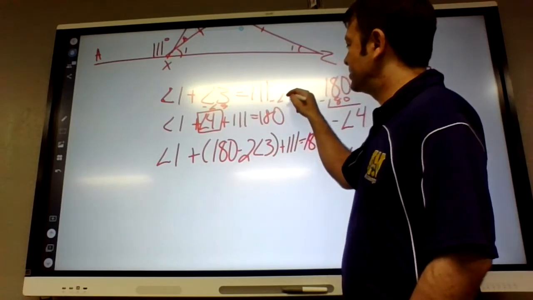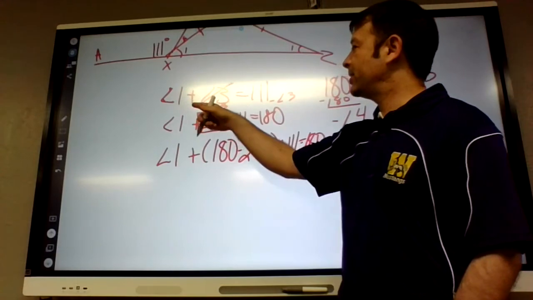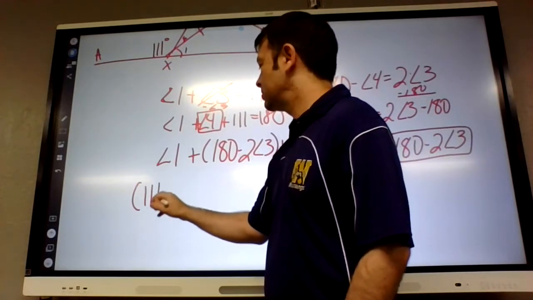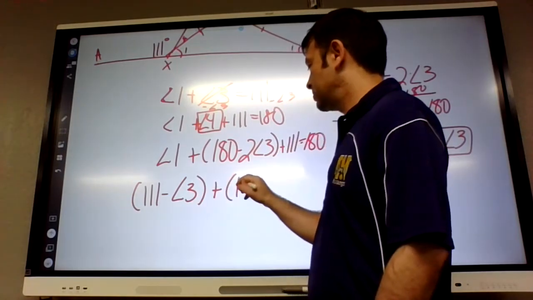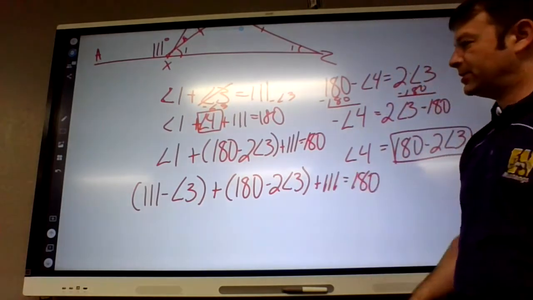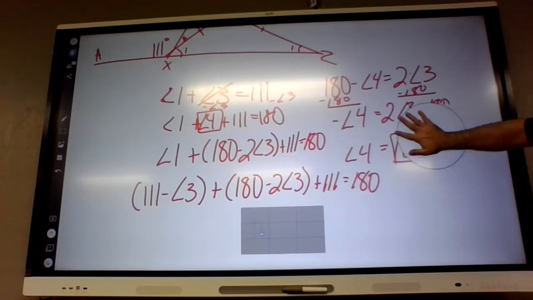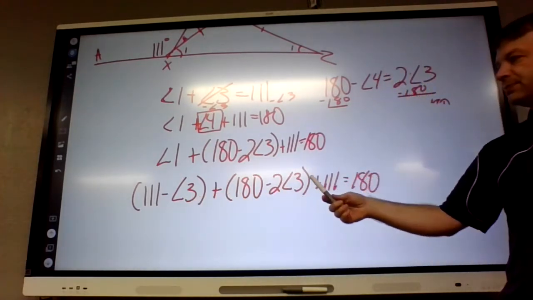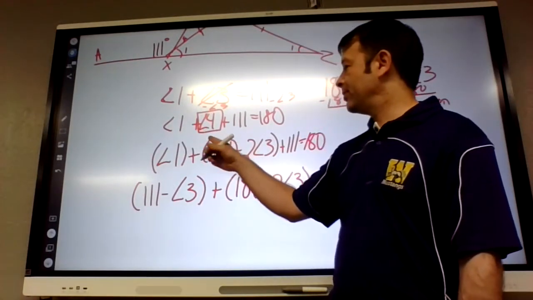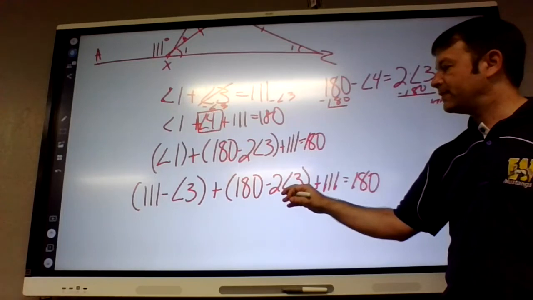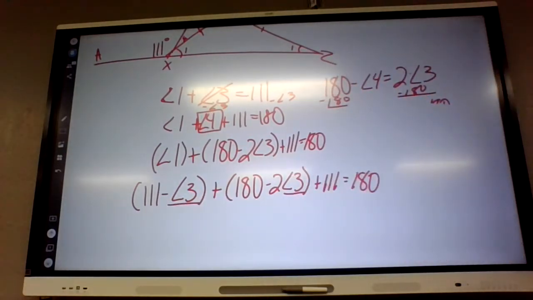If I subtract angle 3, up on this first equation that I wrote, I get angle 1 is equal to 111 minus angle 3. And I finally get a solvable equation. You guys see what I've done here? Why can I solve this? I replaced angle 4 with a version of angle 3. I replaced angle 1 with something with angle 3. I've got one variable. Angle 3 is a variable. You can solve a one variable equation. Maybe I should call it X or something, or whatever. A.